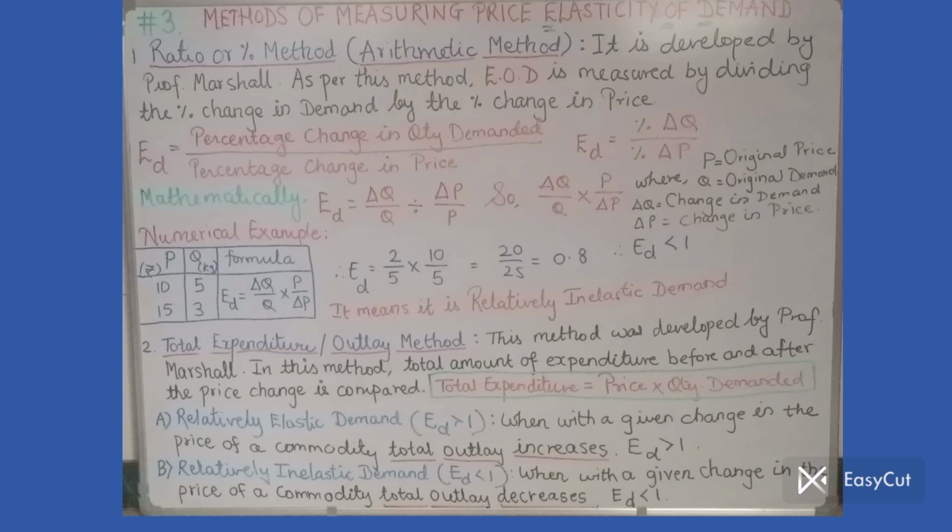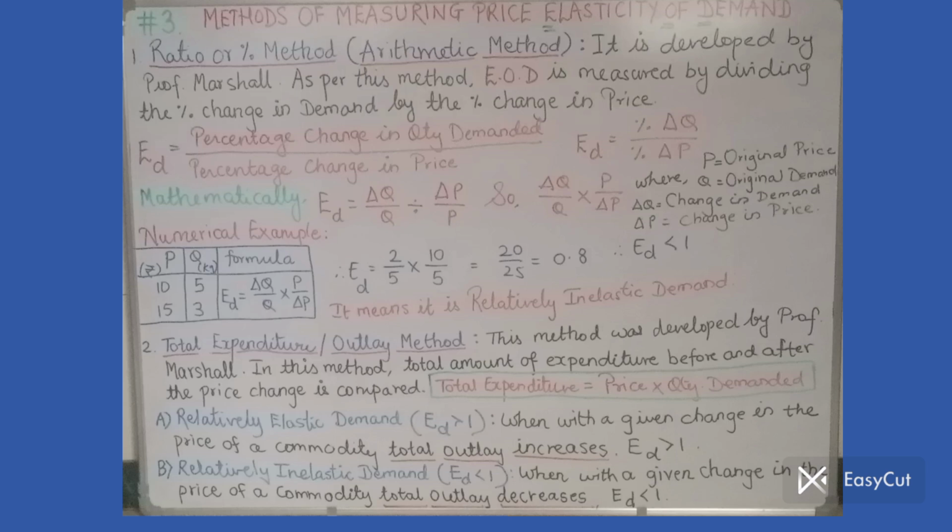So I have written the formula in the green box with the red pen. Total expenditure is equal to price into quantity demanded. So how do we find our total spending or expenditure? Simple. Whatever is the price per unit into whatever number of units we buy. By multiplying that, we arrive at the total expenditure. Now there are three types in this total expenditure method.